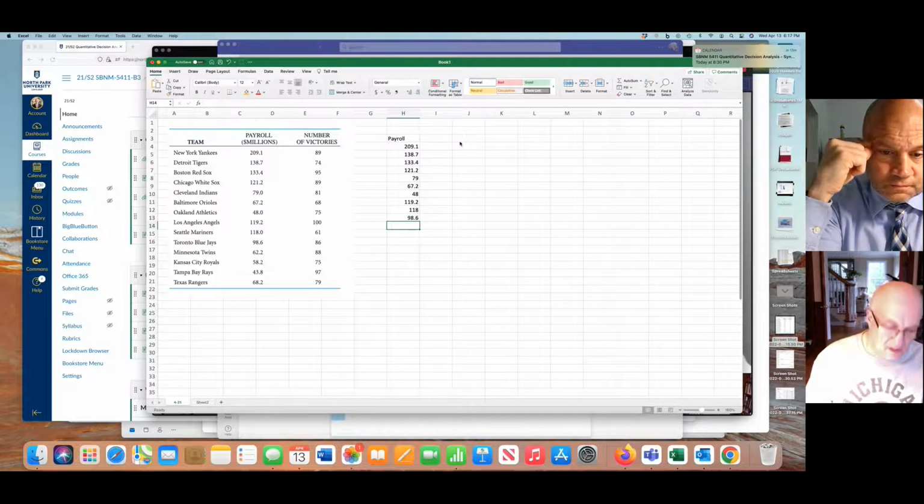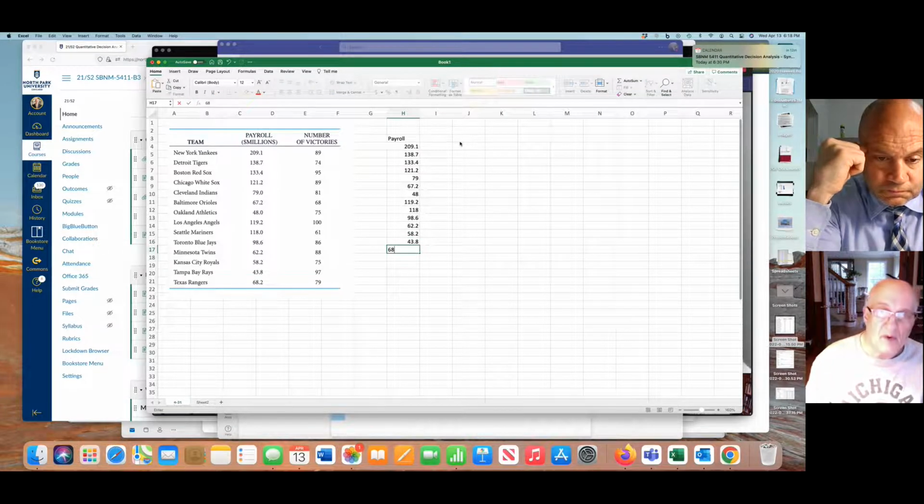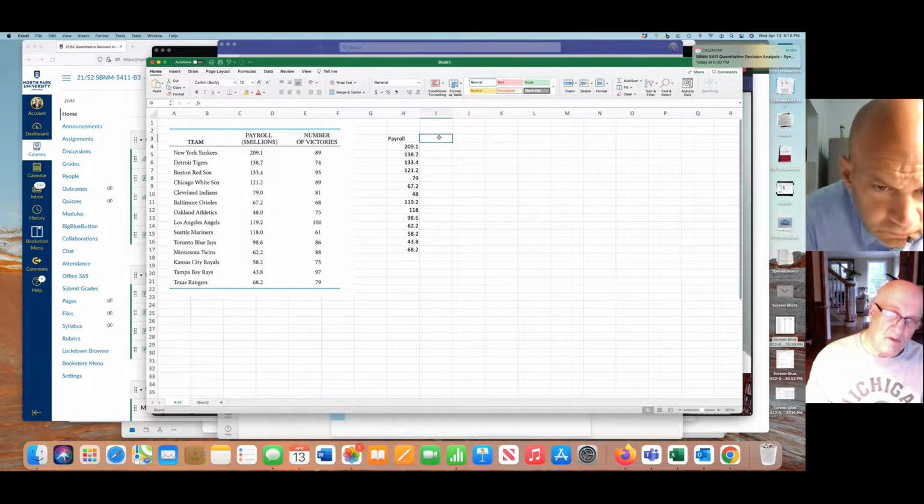98.6, 62.2, 58.2, 43.8, 68.2. Now, as I'm entering this, what would I want to do? What would be the dependent variable? What would be the independent variable?